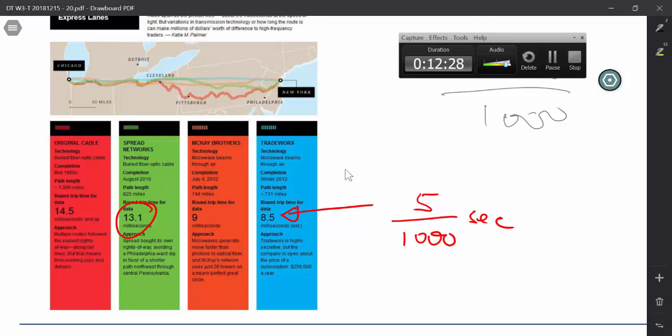People really did this, but this is using, the way I understand it, TradeWorks is using what's called microwave technology, so they really can get a straight line.